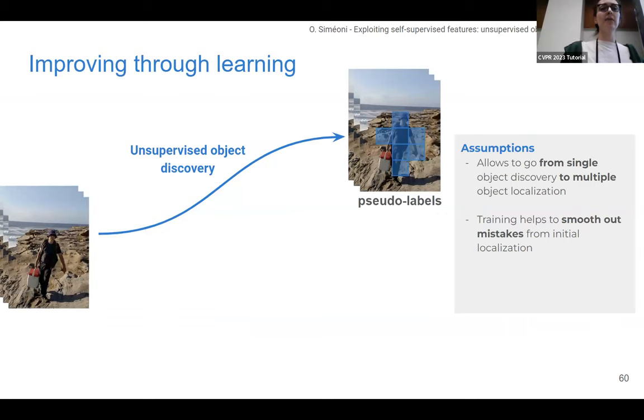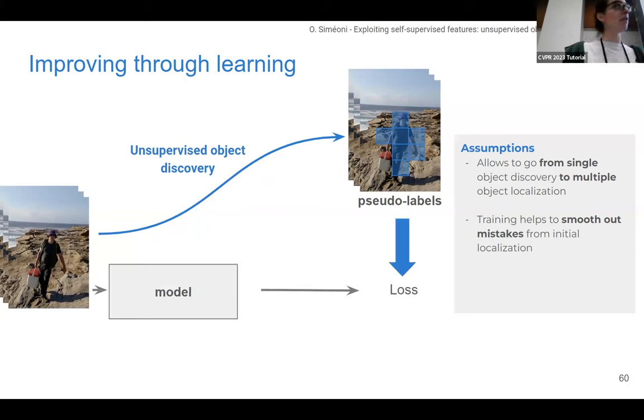In this part, I'm going to talk to you about the idea that you have your images, your dataset. Sorry, I was too lazy, I put the same one three times, but imagine different images. For each of those images, you produce pseudo labels, which will be coarse masks. The assumption is that with training, we can go from single object discovery to multiple object localization, and that training will help with smoothing out mistakes.